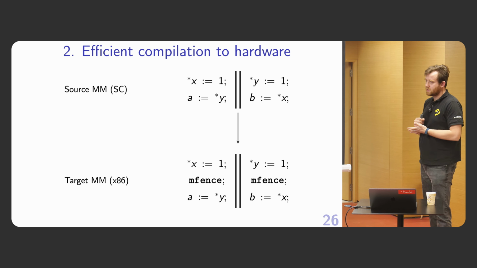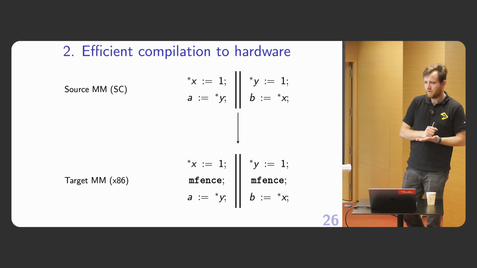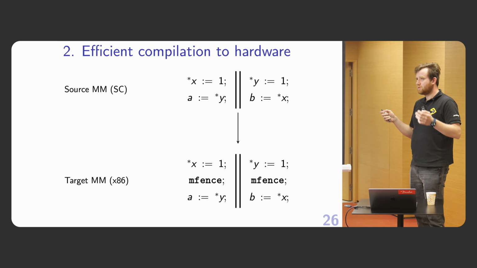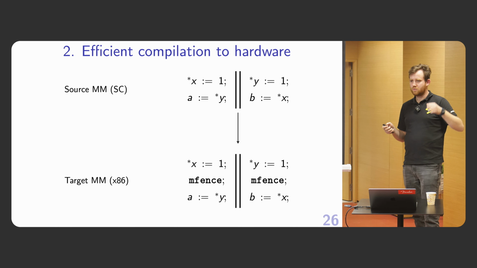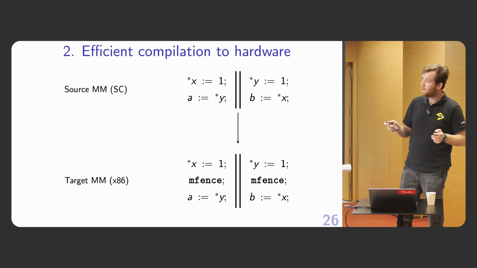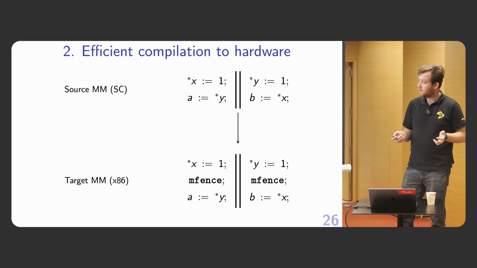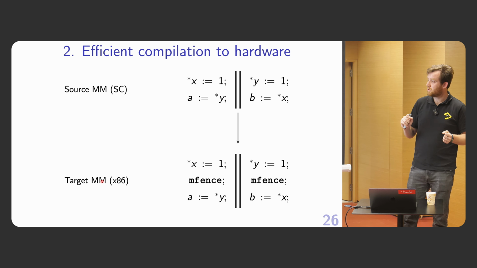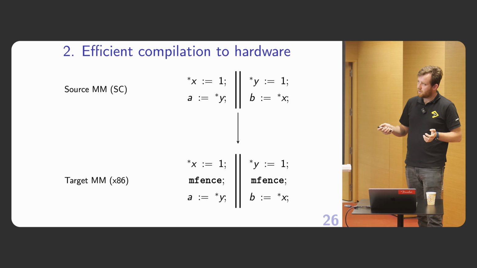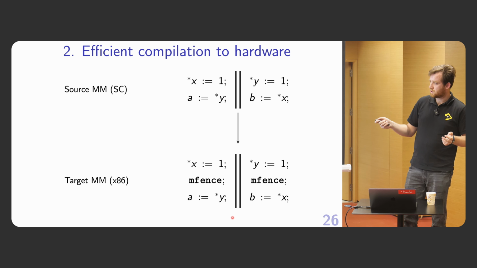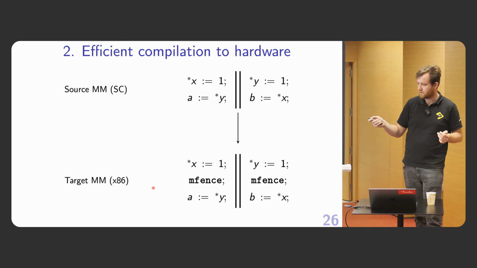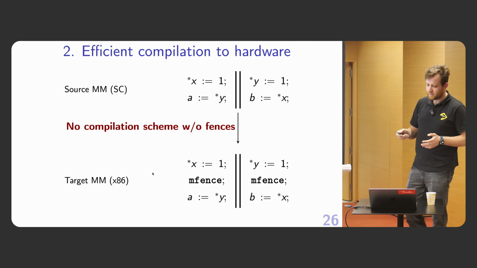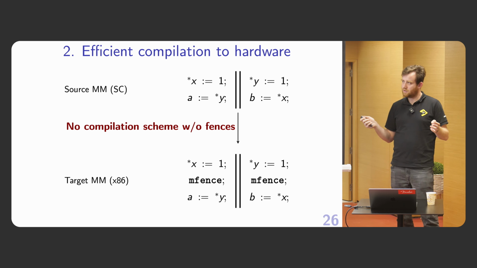The second requirement I mentioned is efficiency of compilation to hardware. For example, suppose we designed a new language and decided that we don't want to deal with this old nonsense of weak memory and want to have sequential consistency. Let's say we want to compile our new shiny language to x86. Then to enforce this sequential consistency, as we saw with store buffering, we'll have to first insert these memory fences. So in my terminology, this compilation is not fully efficient.